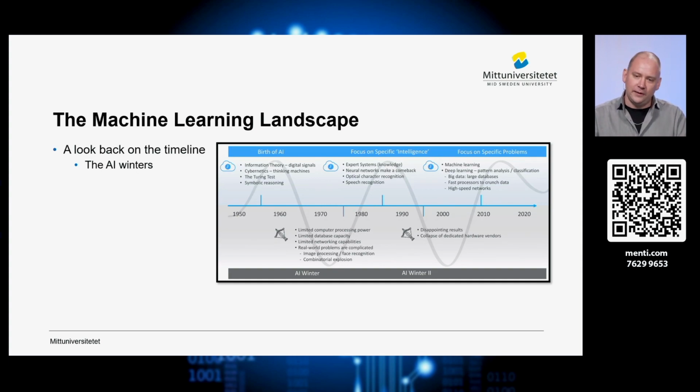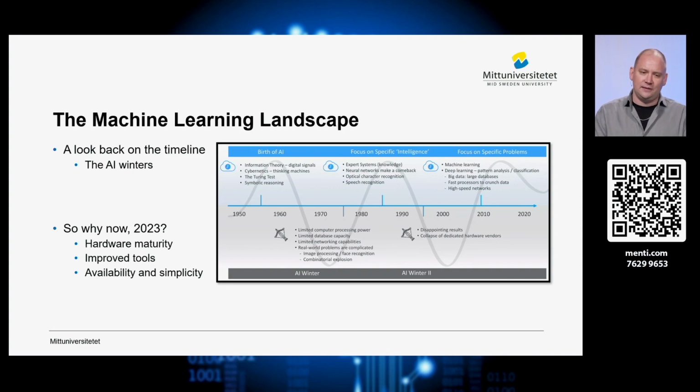And then it went back up again during the 80s, 90s. And then again, disappointing results, couldn't really deliver. And now, when we are here, hopefully we have reached some sort of slope of equilibrium, so that the technology can maybe also deliver on these promises of AI.